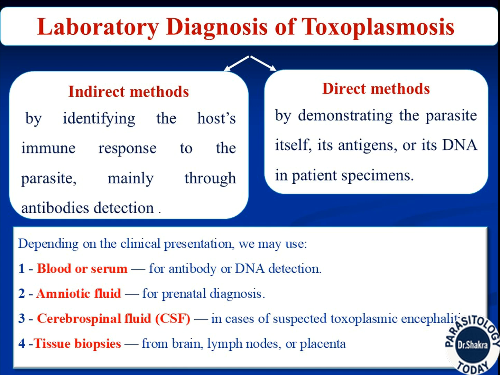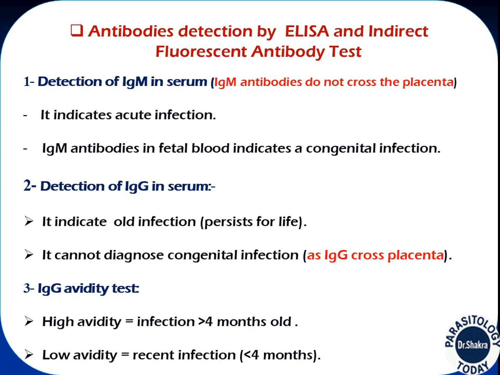Specimens commonly used: depending on the clinical presentation, we may use blood or serum for antibody or DNA detection, amniotic fluid for prenatal diagnosis, cerebrospinal fluid in cases of suspected toxoplasmic encephalitis, tissue biopsies from brain, lymph nodes, or placenta. Now, the mainstay of diagnosis in most cases is serology.